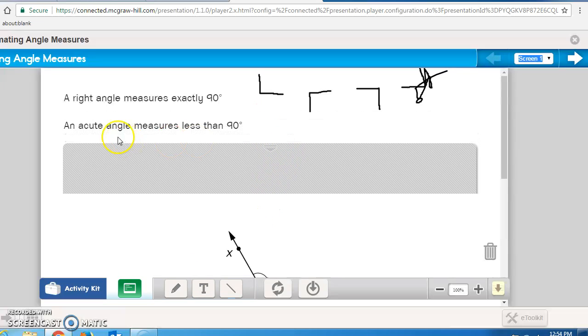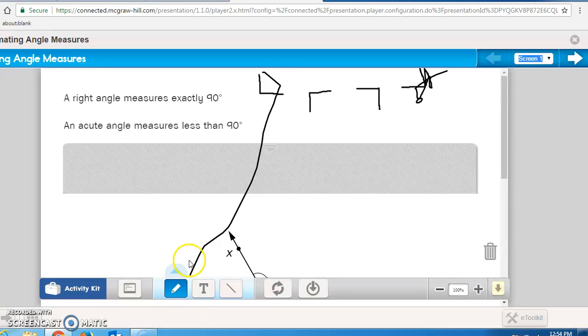An acute angle measures less than 90 degrees. So again, looking at this first angle, anything that would land before 90, so even 89, would be considered an acute angle.